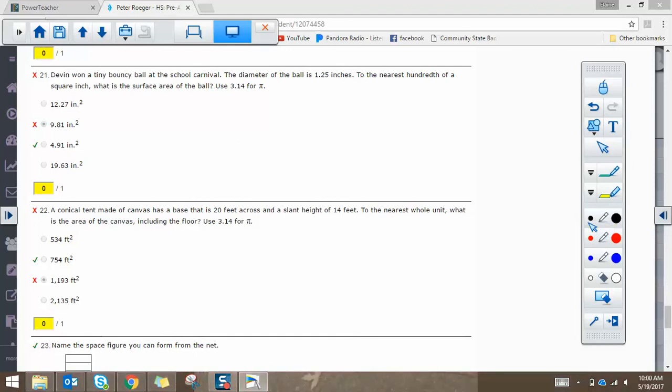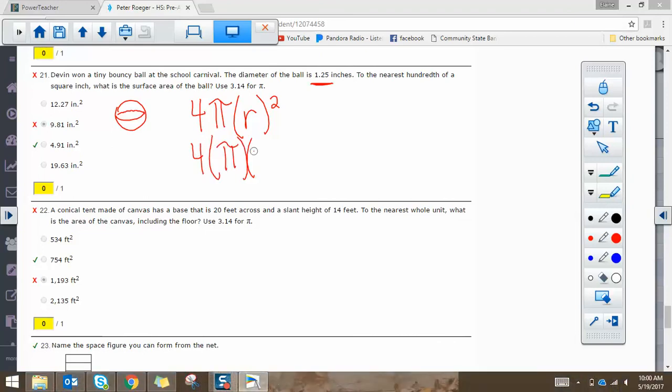So 21 says, Devin won a tiny bouncy ball at a school carnival. The diameter is 1.25. To the nearest hundredth of a square inch, what is the surface area of the ball? So we know that it is a sphere. Bouncy ball is a sphere. And it gives you the diameter, and we're going to have to cut that in half. So it's the same formula we just used, 4 pi r squared. But we're going to have to cut that 1.25 in half. So it's 4 times pi. And then if the diameter is 1.25, if we divide that by 2, you get 0.625. And you have to square that.